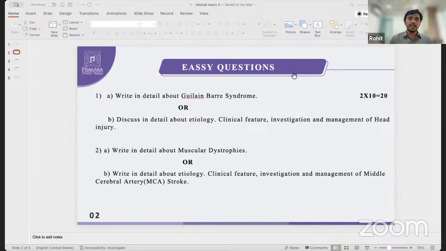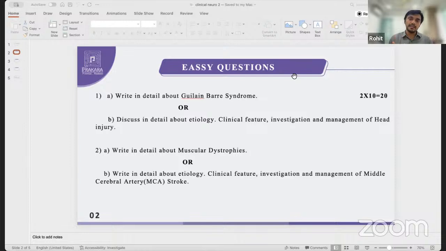NCV, nerve conduction studies, help us differentiate between demyelinating and axonal forms. In demyelinating forms, there is prolonged distal latencies and there is reduction in nerve conduction velocity. Whereas in axonal forms, there is reduction in motor, or probably motor and sensory amplitudes. But the catch is that nerve conduction studies can be normal in the first 1 week to 10 days.